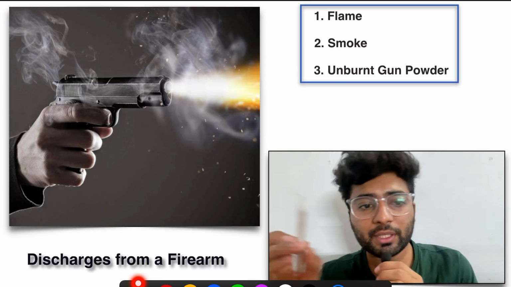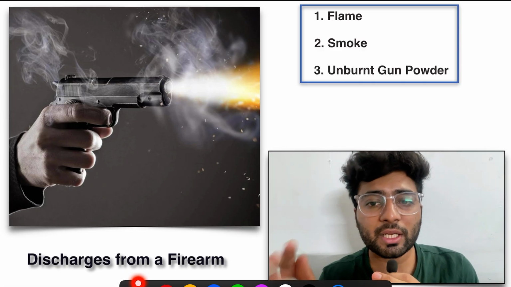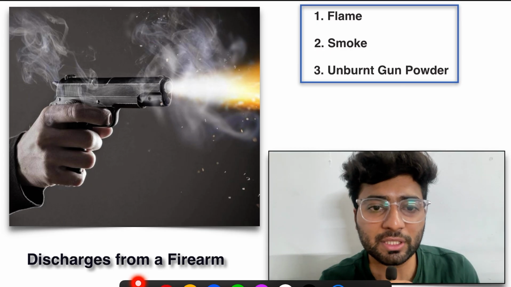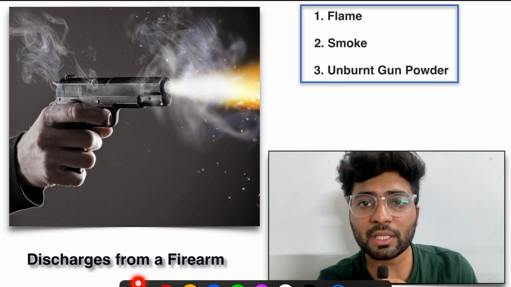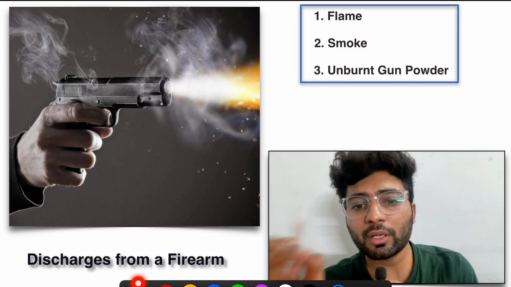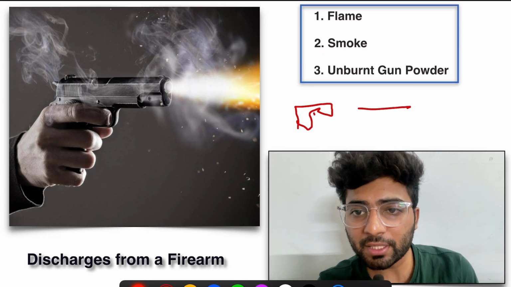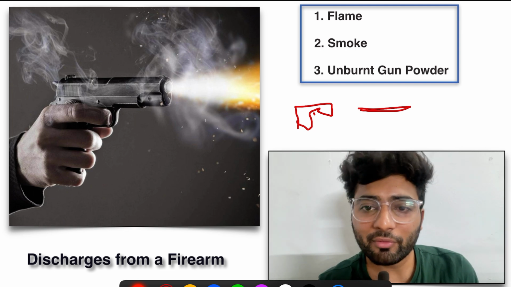Okay, now whenever the bullet is fired, there are other things also that come out with the discharge. First is the flame, second is the smoke, and third is these dots that you can see. This is unburned gunpowder. So we have three things: flame, smoke, and unburned gunpowder. Let's imagine this is a bullet, this is a gun. Whenever the bullet is fired, these three things come out.